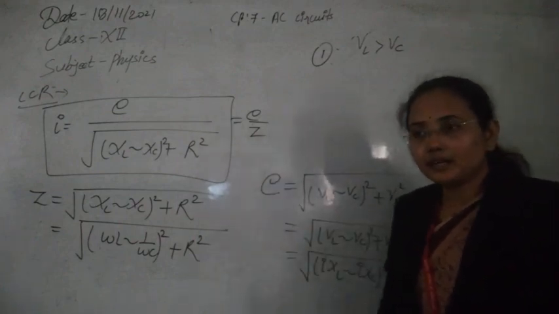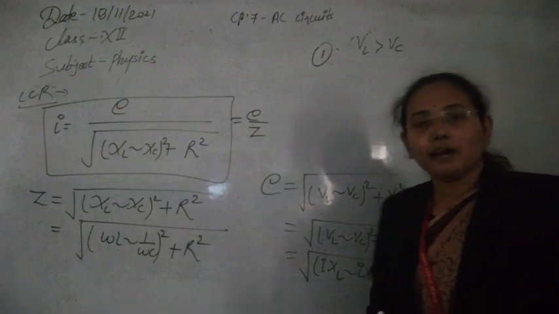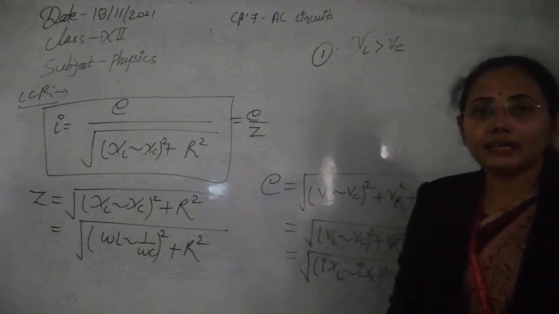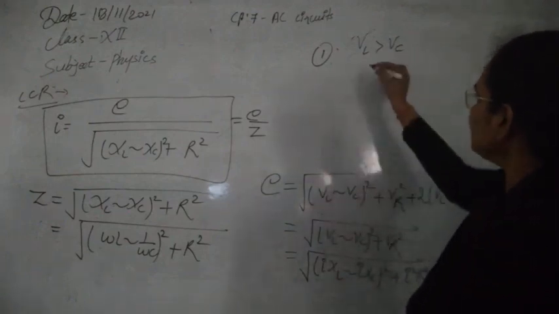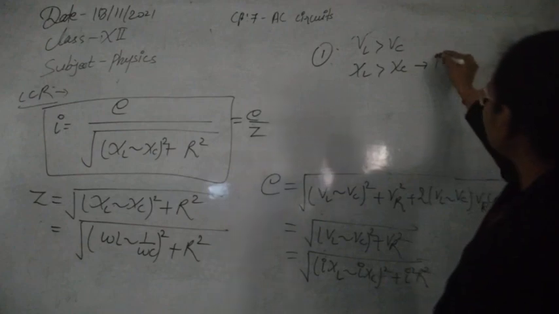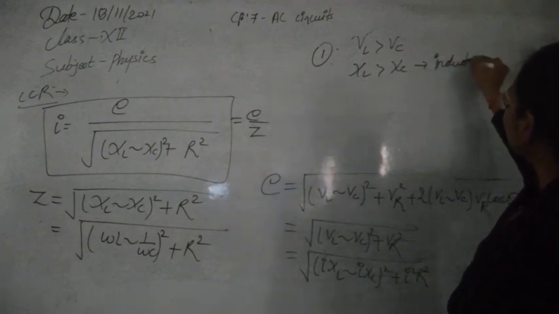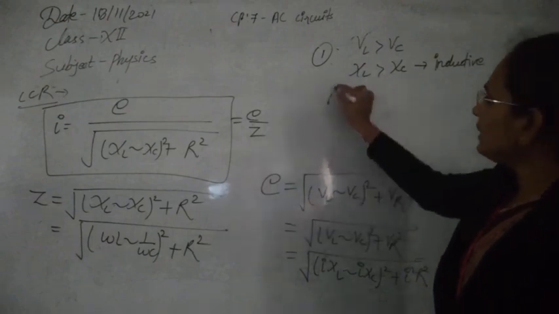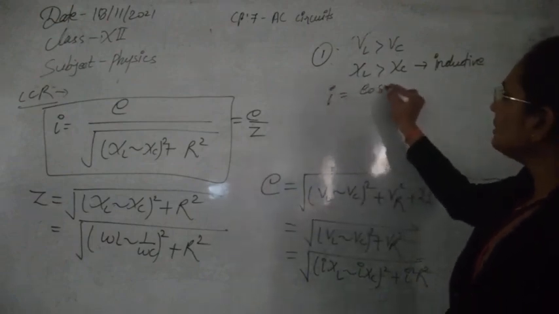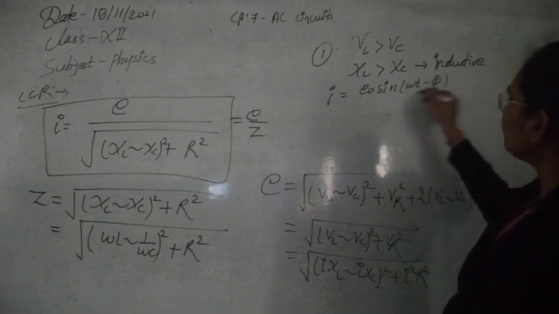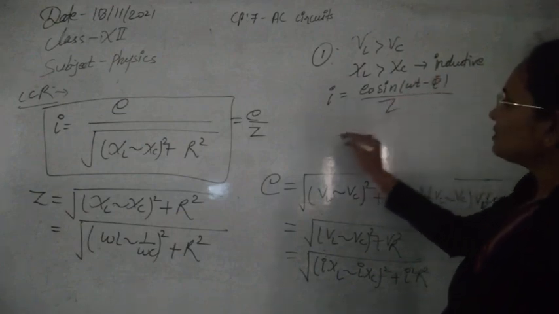So the resultant potential will be ahead in phase, in the leading condition, than the current. It means in this situation when chi L is greater than chi C, the circuit will behave just like an inductive circuit. It will be the dominating factor. Similarly you can find the current: in that condition it will be E0 sine (omega t minus phi), where phi depends upon Z.